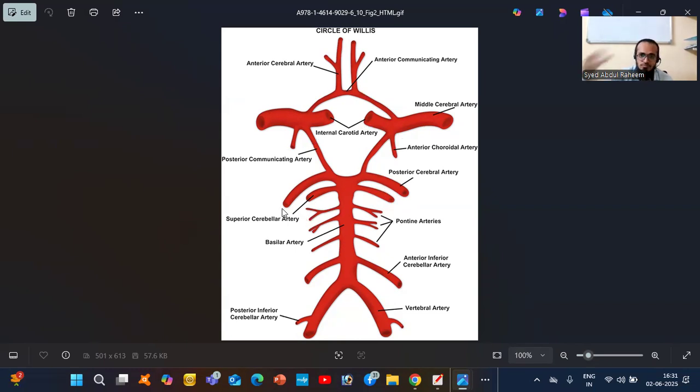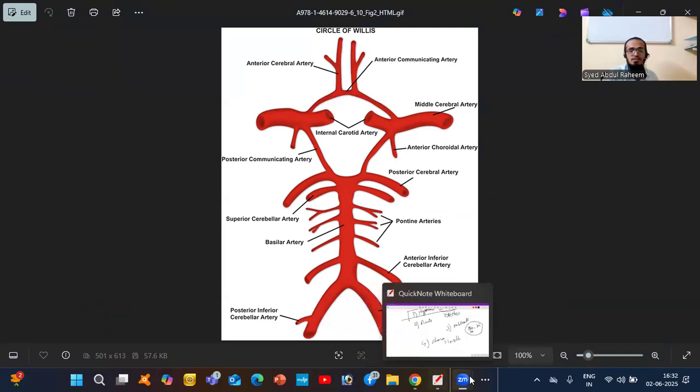Superior, front above, okay. Pontine arteries, if they are blocked, pontine problems will occur. Okay. The anterior cerebral artery, and the cerebellum is here. Okay. You can see that here. Posterior inferior cerebellar artery. So all these arteries are very important. We will call these the large arteries.